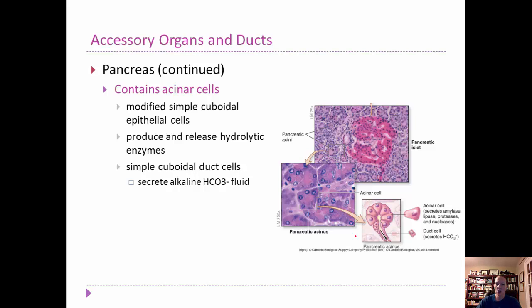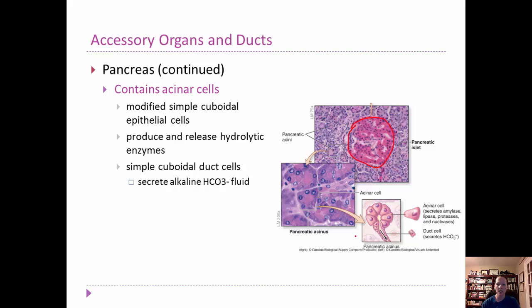All right, so let's take a look at the histology of the pancreas. So this is a pancreatic islet, and you might remember this from the endocrine system, because this is the structure that has those alpha and beta cells that secrete the insulin and the glucagon. Well, we're not worried about that. We are looking at the pancreatic acini, and that's going to be everything else here. About 90% of the pancreas is going to be made up of these acini cells.